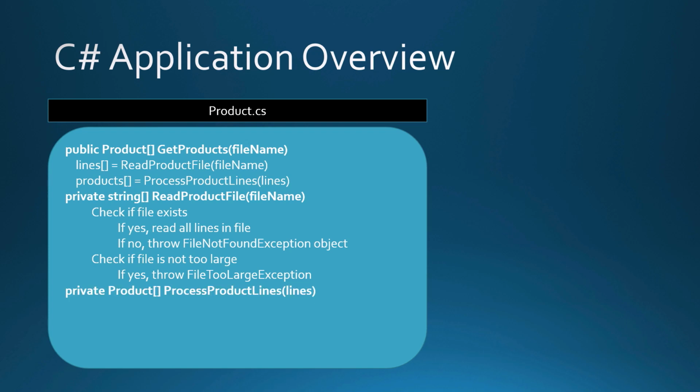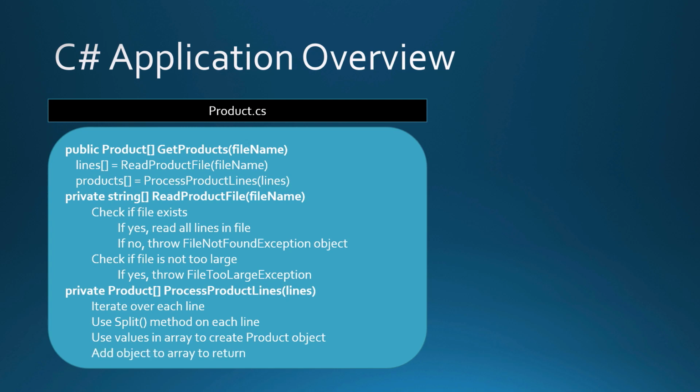We're then going to create the ProcessProductLines method to which we get that lines array from the file, and it's going to return to us then an array of product objects. And again, this one just needs to be private. We're then going to iterate over each line in the file, and we're going to use the split method on each line. Then that creates that array that we're going to use the values in that array to create a product object, and that object is then added to the array that we then return from this method.